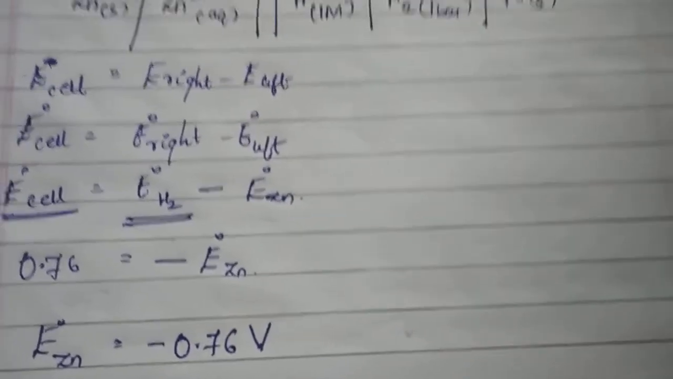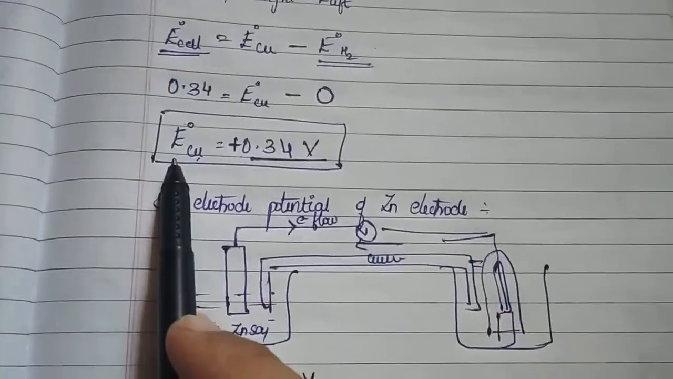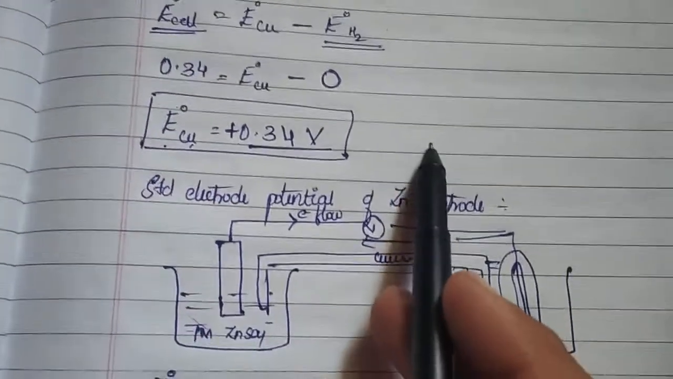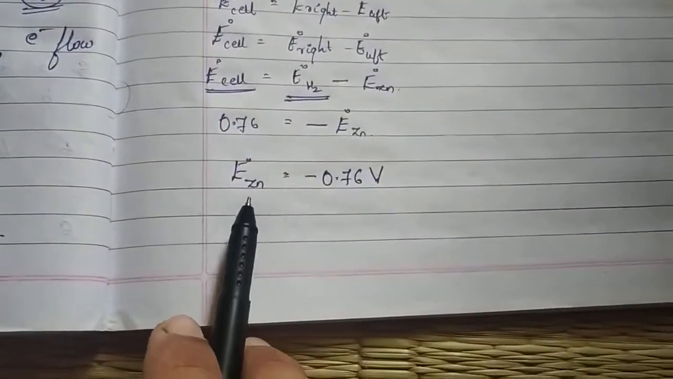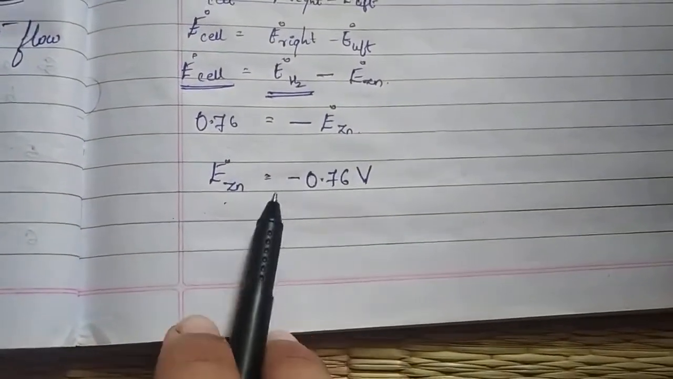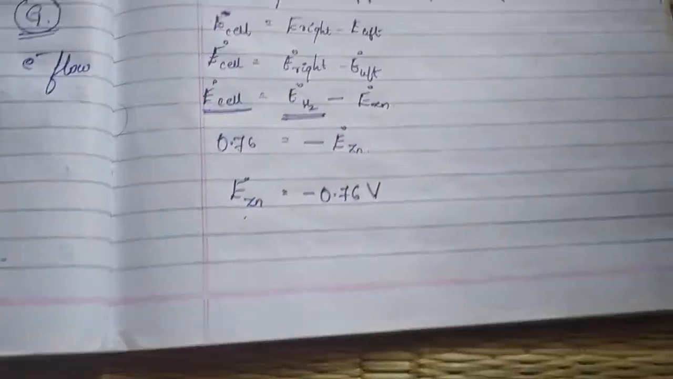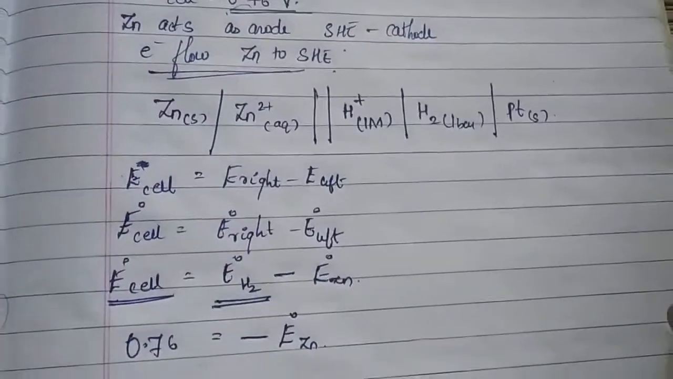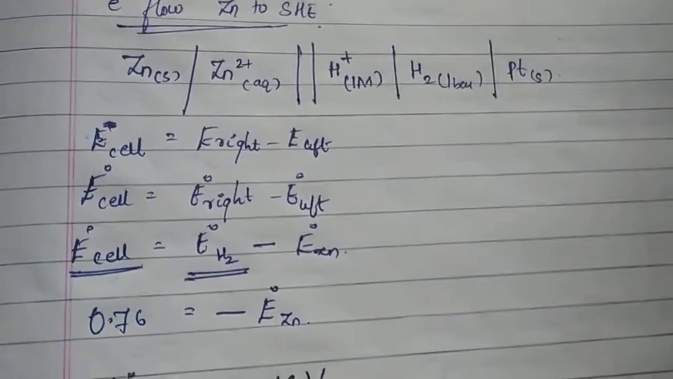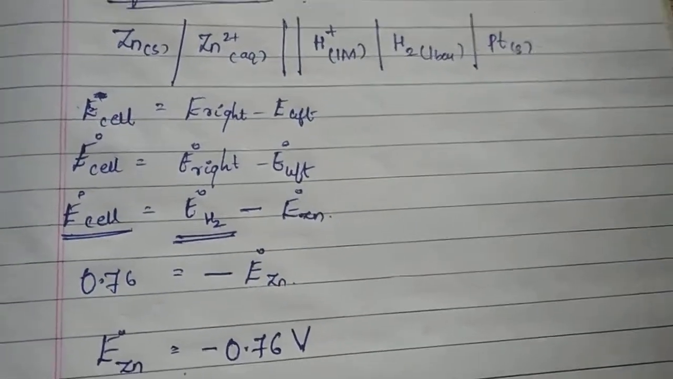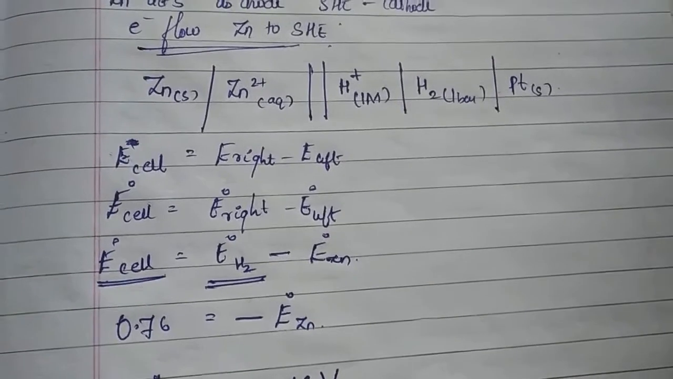The standard reduction potential of your copper is plus 0.34 volt, whereas the standard reduction potential of your zinc is minus 0.76 volt. Very much important, guys, to remember this. Why is it important? You will come to know in the electrochemical series, which I am going to deal with in my next video. What is the importance of this sign?